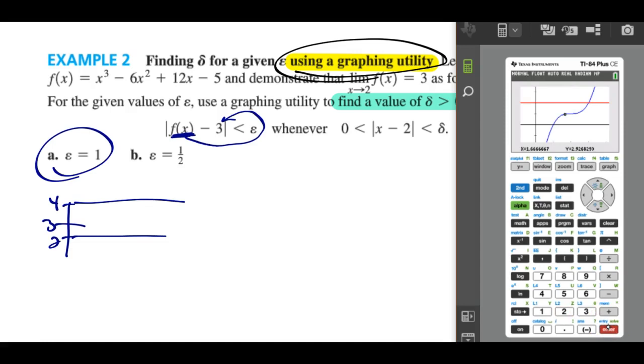And then the goal would be, let's go find those x values that correspond with those epsilons. So second, calculate the intersect, number 5. I'll guess the blue, I'll guess the red, and it says the intersect is 3, 4.